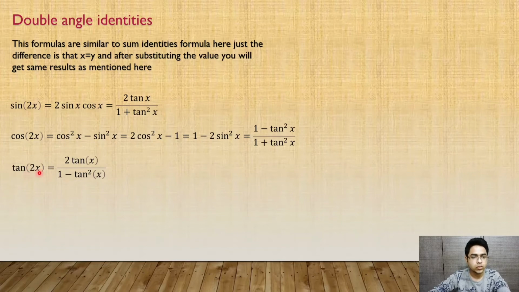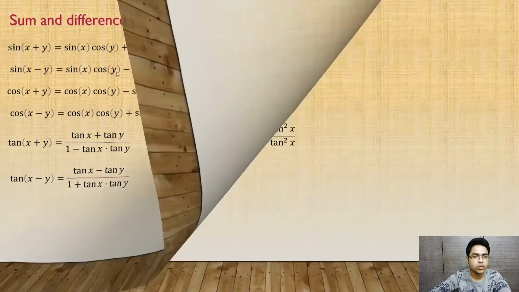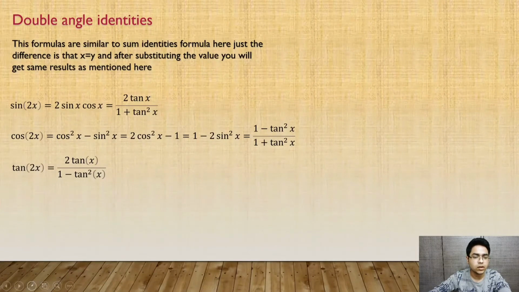And for tan 2x you will get 2 tan x upon 1 minus tan square x. That is also equal to sin 2x divided by cos 2x. These formulas are derived from the previous slide. Here the value of y is equal to x. So when you substitute this value, sin of x into cos of x plus cos of x into sin of x will be equal to 2 sin x into cos x. Similarly, the other formulas are derived here.